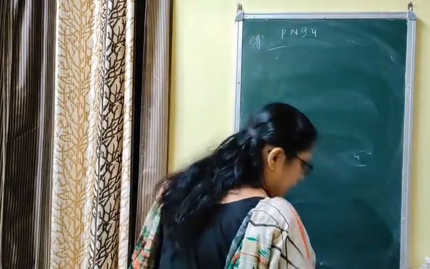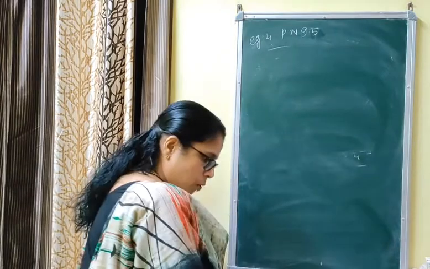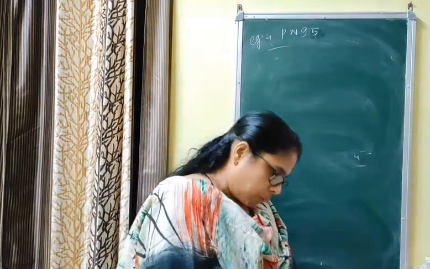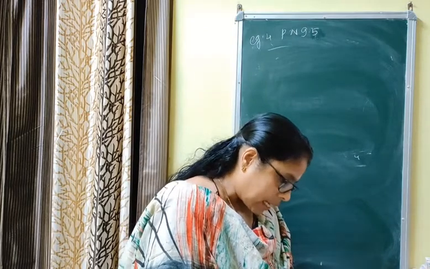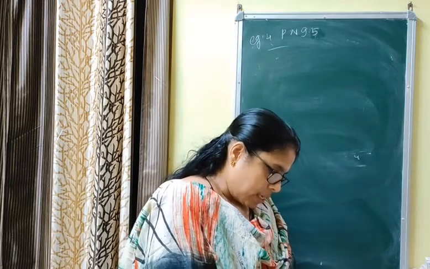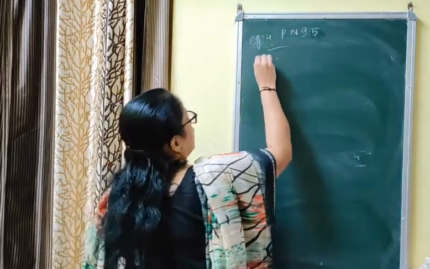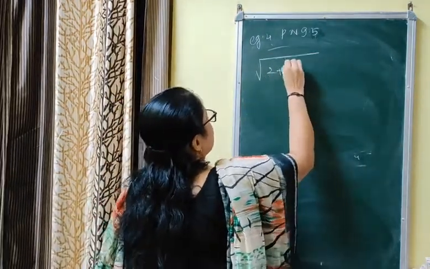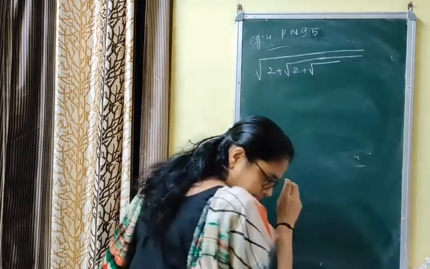Now let us do example 4 of page number 9.5. Question is a little bit difficult. Prove that under root of 2 plus under root of 2 plus under root of 2 plus 2 cos 8x is equal to 2 cos x, where 0 is less than x less than pi by 8. You have to prove under root of 2 plus under root of 2 plus under root is going on.